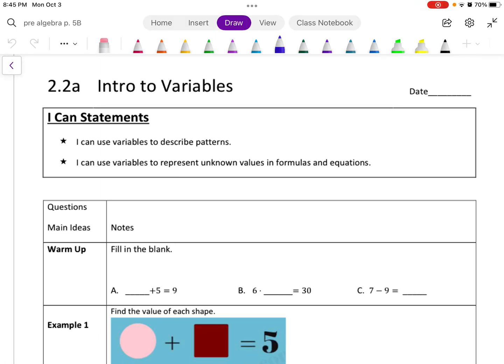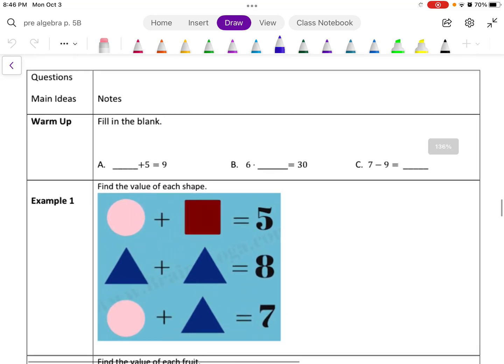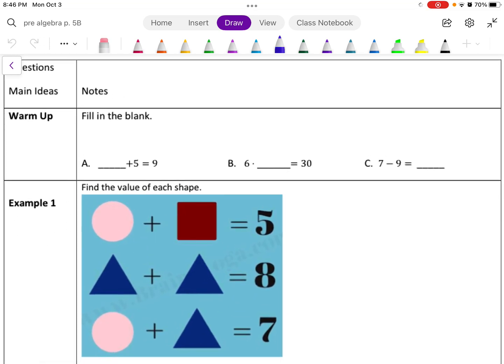2.2a is an intro to variables. So, just to warm up, let's do a couple fill-in-the-blank problems. Letter A, if we took something and added 5 to get 9, what would we have to add? Well, 4 plus 5 is 9.